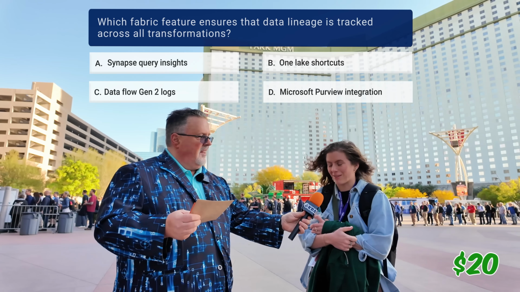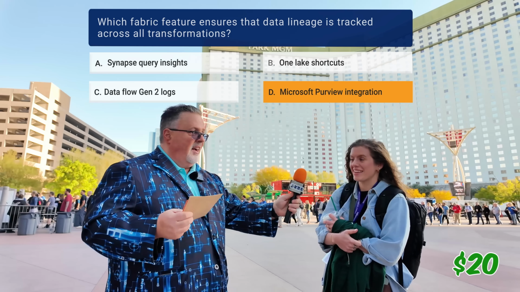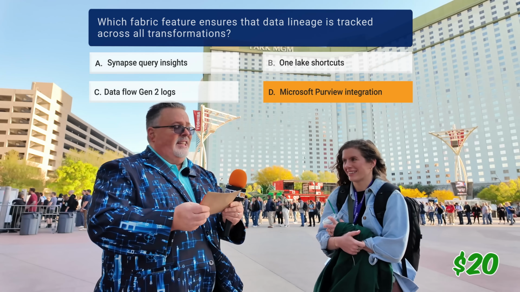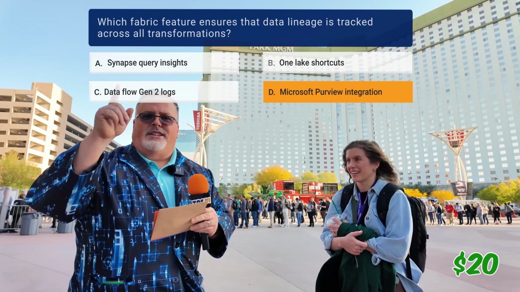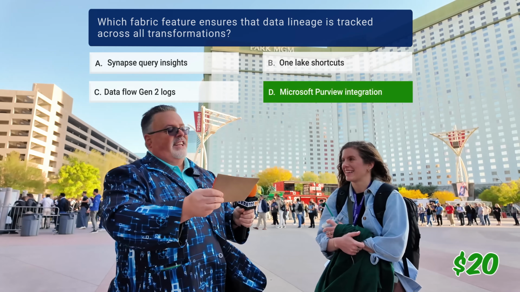I'm not confident. I'm going to go with D, though. Is that your final answer? Yes. Yeah, we'll go with it. It's wrong? D is... We'll be right back with the answer after this. No, I'm kidding. We don't do ads. Yes, D is the right answer.